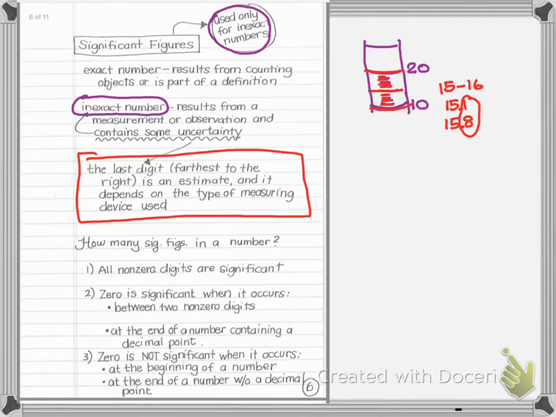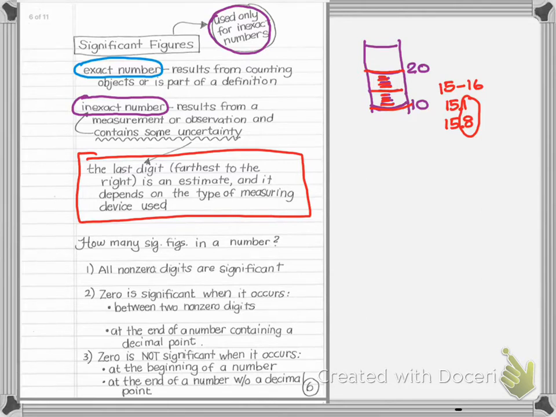Now, if there are inexact numbers, it must mean there are also exact numbers. So what would an exact number be? Well, there are several cases where an exact number arises. One, it could be from counting objects that you have. So if I had a bowl of oranges and I took each one and counted and I had 6 oranges, that's an exact number because I have counted it. There's not 5, there's not 7, I counted 6. So an exact number can arise from a counted number.